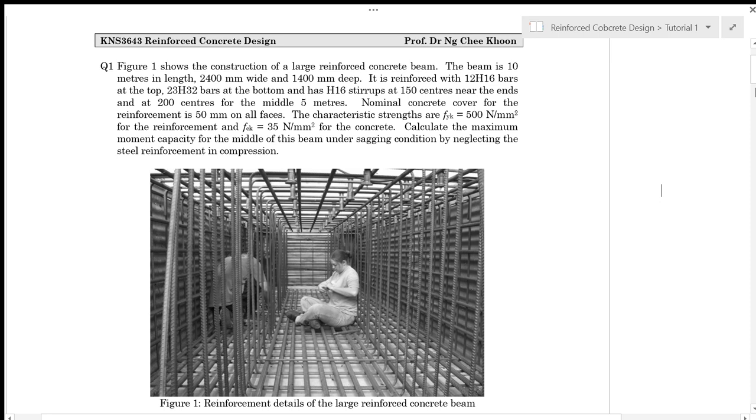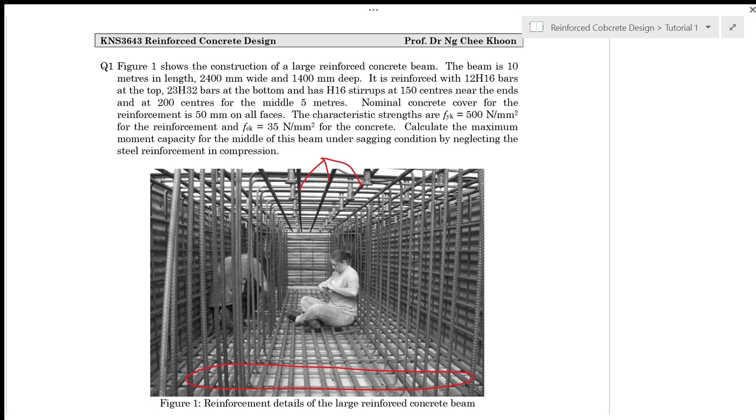Calculate the maximum moment capacity for the middle of this beam under sagging condition by neglecting the steel reinforcement in compression. So here we have a beam with 12 numbers of 16 mm bars on the top of the beam, and 23 numbers of H32 bars at the bottom.